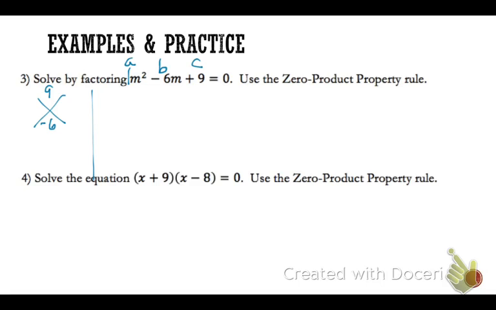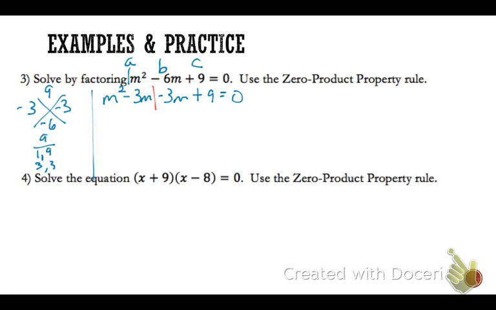So I think of my factors of 9. I've got 1 and 9. If I add them, I get 10. Subtract them, I get 8. 3 and 3. And then I need them to be negative 6, so I'll make those both negative. If we multiply negative 3 by negative 3, we get positive 9. And if we add, we get negative 6. So we can split up our middle term with those two numbers and then group them together.